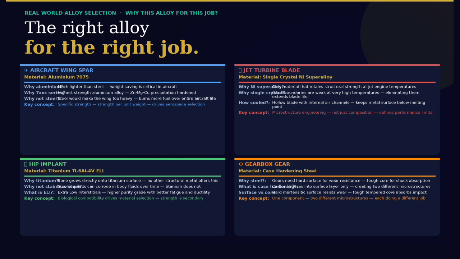And a gearbox gear requires a hard surface to resist wear, combined with a tough core to absorb impact. Case-hardening steel achieves both, a hard martensitic surface over a tough tempered core, two different microstructures in one component.